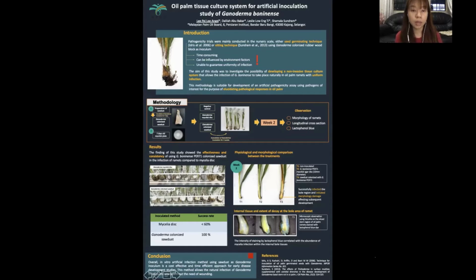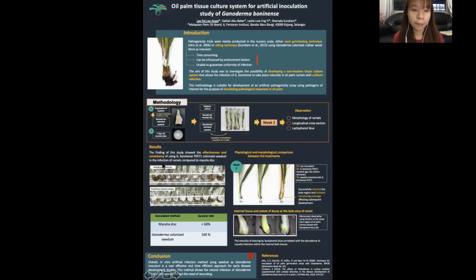So in this study, we used two different methods: rubber wood sawdust inoculated with Ganoderma and incubated for 7 days, and 7 day old mycelial plates. After that, the inoculation was done by inoculating it into the tissue culture ramets and incubating for 2 weeks. The observation was done by observing the morphology of the ramets and the longitudinal cross-section to observe the infectivity in the bowl area, and also using lactophenol blue to see the intensity of the fungi infecting the bowl area.